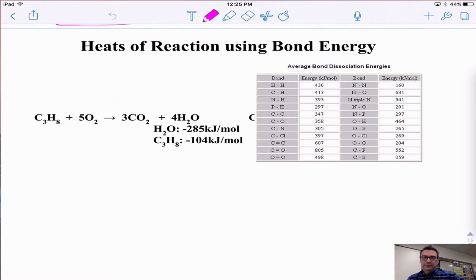Right, welcome everybody. So far in thermodynamics and kinetics, we've talked about things like rates of reactions and factors that affect the rate. We've also discussed other topics such as Hess's law. We've done potential energy diagrams. And so now what I wanted to talk to you about, which is kind of related to Hess's law, is using bond energy to figure out the heat of reaction.